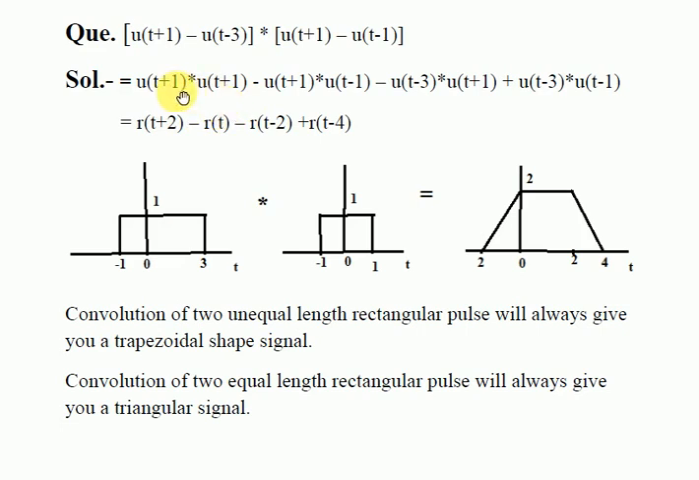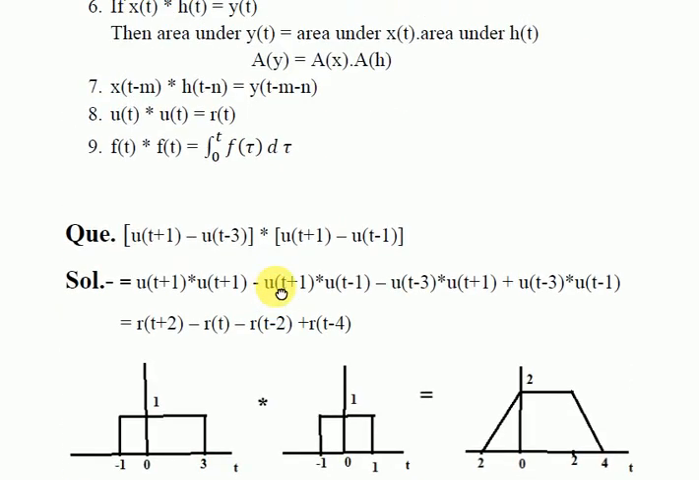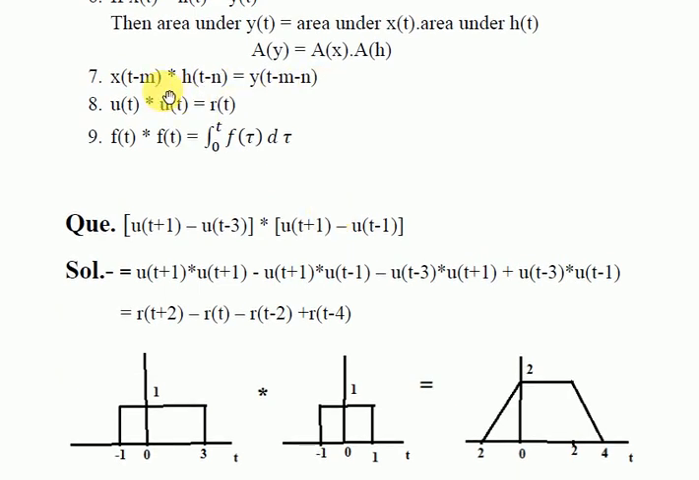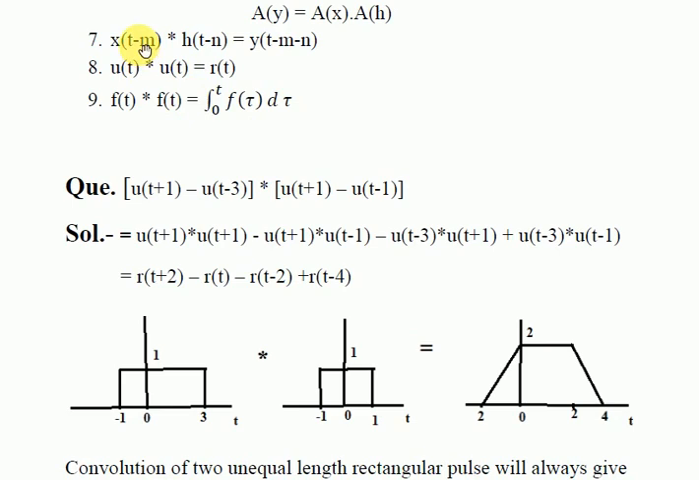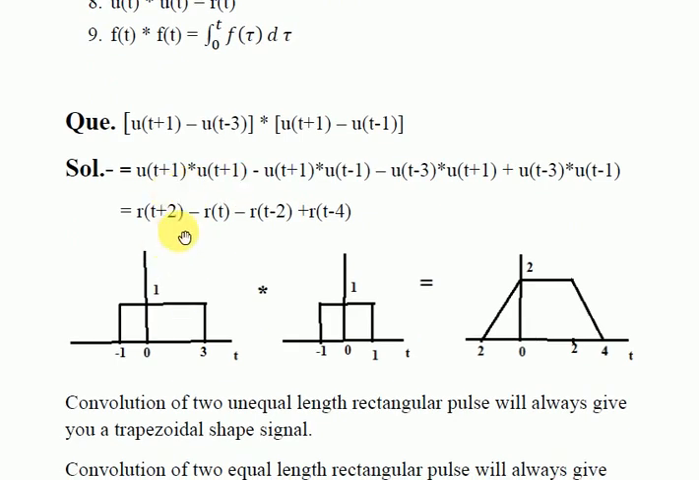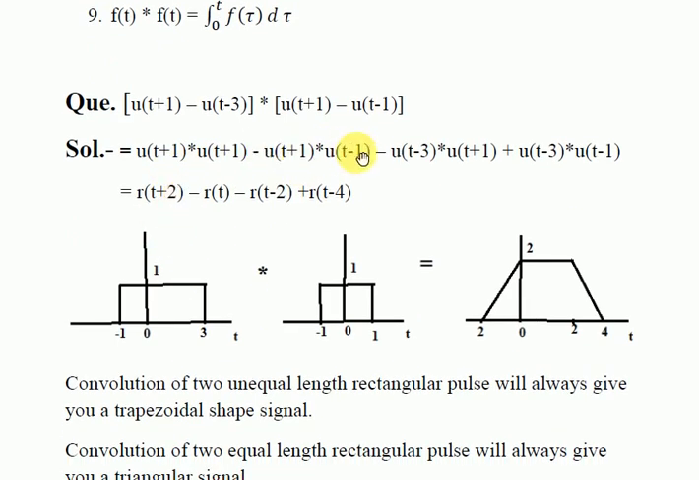But what is the difference here? The only difference is the shift, there is a shift in u of t. So one property will be useful. The seventh property: x of t minus m convolved with h of t minus n gives y of t minus m minus n. So here m is minus 1, n is minus 1. If there is minus, there will be minus; if there is plus, there will be plus. So you will get here plus 1 plus 2. Here plus 1 minus 1 gives 0, so r of t minus 0, r of t.